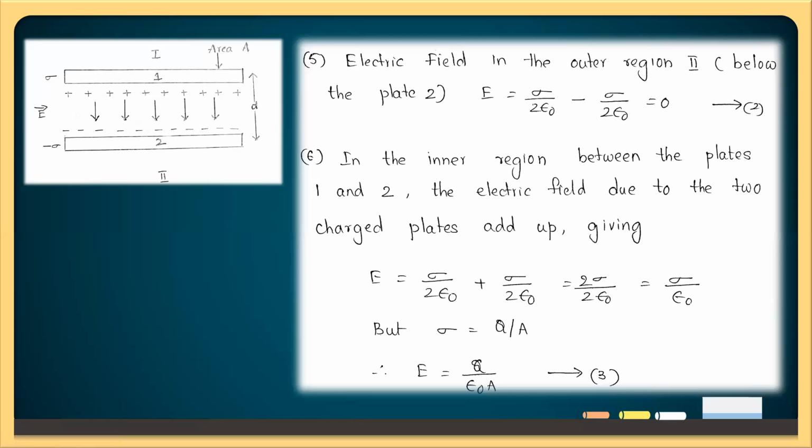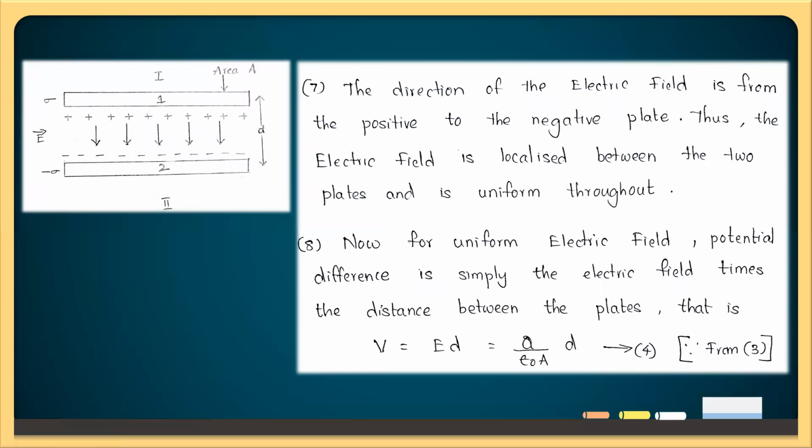Electric field in between the plates is uniform and it is equal to E is equal to Q by epsilon naught A. That is equation number 3. Now, let us see what is the potential between the plates. Let us assume the potential between the plates is equal to capital V.